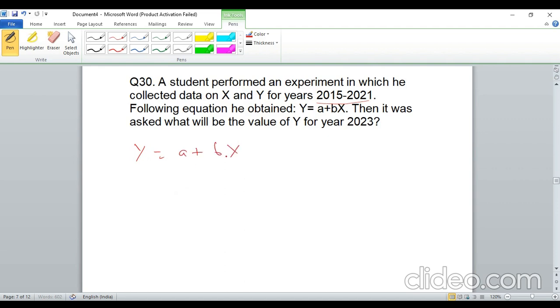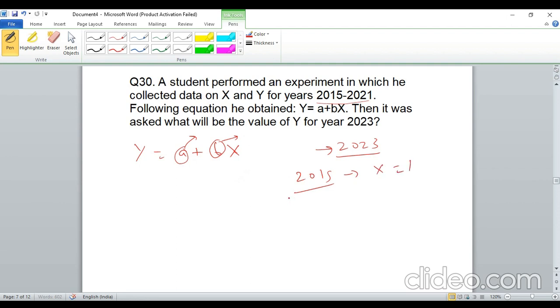Now, of course, we were given the numerical values of a and b, which I'm not able to remember. And then it was asked what will be the value of y for the year 2023. Again, a simple question. The catch was that you had to assume that for 2015, the value of x is 1.